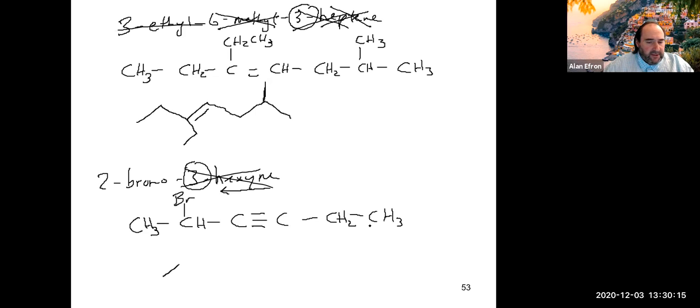Again, line structure, we'll start with our base of 6. 1, 2, 3, 4, 5, and one more makes 6. Going left to right, 1, 2, and 3 will be our triple bond. And keeping left to right, number 2 would be our Br. Any questions on drawing these guys?